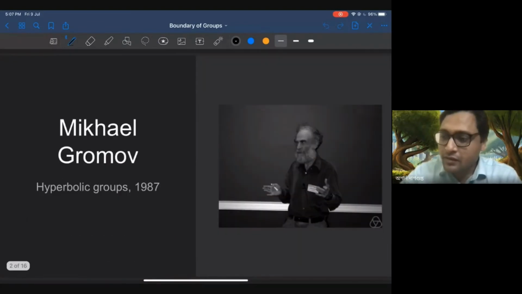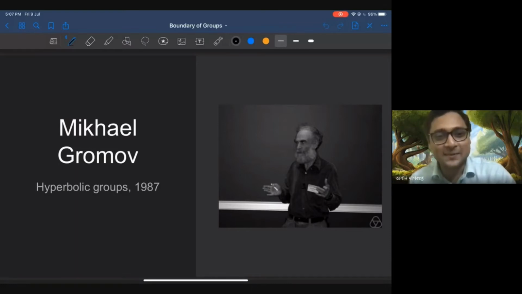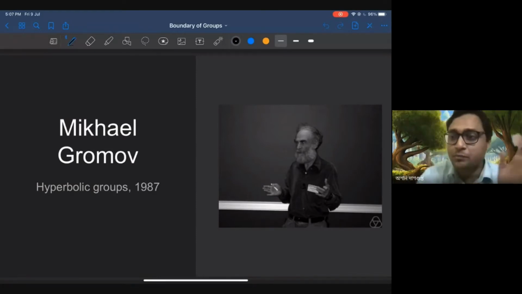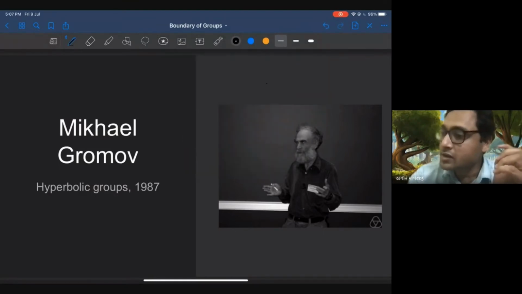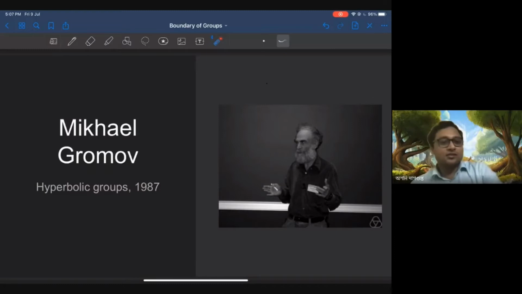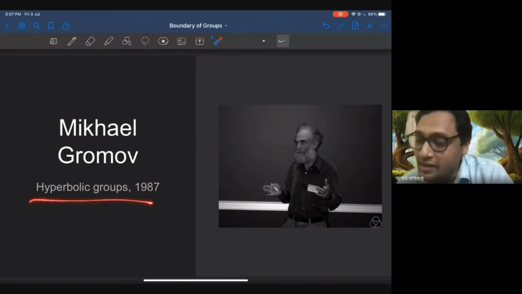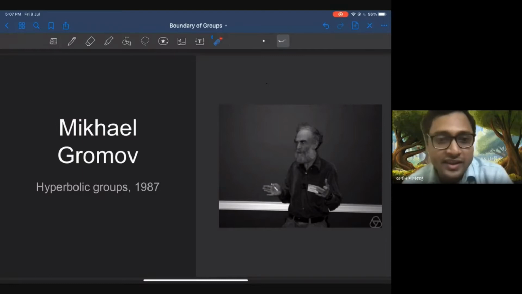So we will start with this person. The story begins with Mikhail Gromov writing this wonderful piece called Hyperbolic Groups in 1987. You can Google Mikhail Gromov. He is one of the stalwarts of this particular field. And in this particular book, let me mark it here. This book is available freely online. It's very accessible. It's very readable. You can try to check it out.